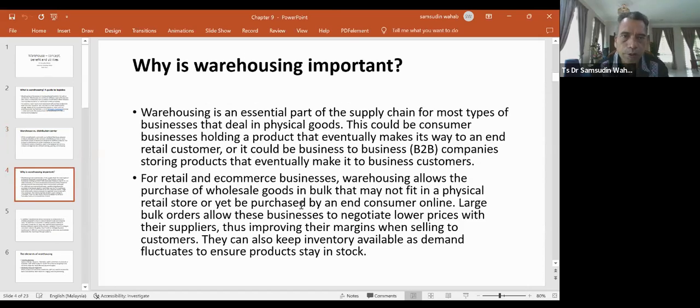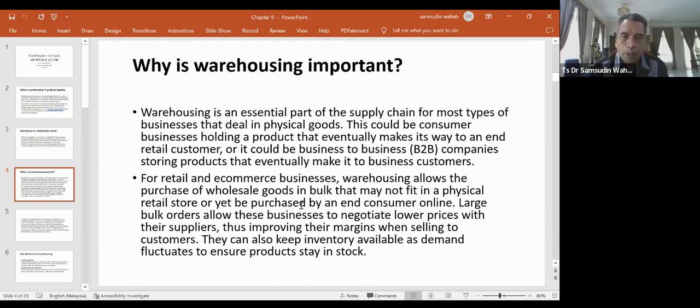Why is warehousing important? Warehousing is an essential part of the supply chain for most types of business that deal in physical goods, eventually making their way to an end retail customer. It is a temporary place to hold the product before it arrives at the end retail customer. Sometimes, like I said just now, the product from the warehouse moves to the merchandiser, then from the merchandiser goes to the retailer. So there is a link between the manufacturer to merchandiser, the manufacturer to retailer, or the manufacturer to the end consumer. It can be based on those three types of delivery.